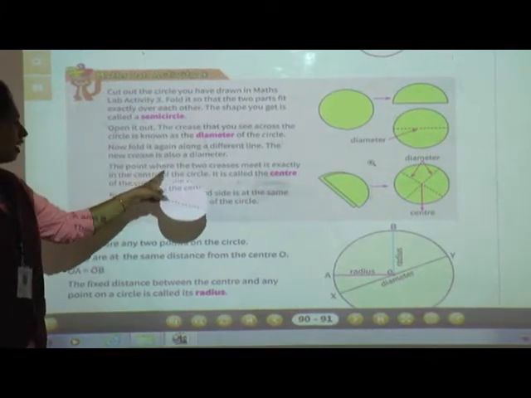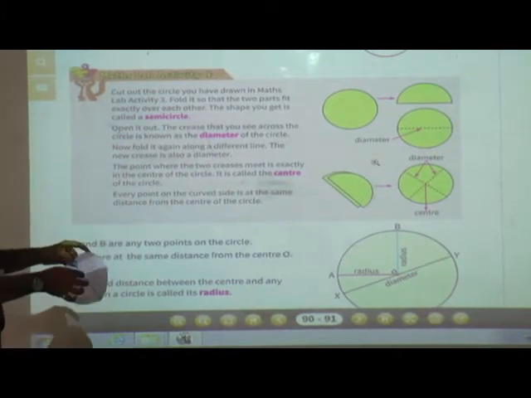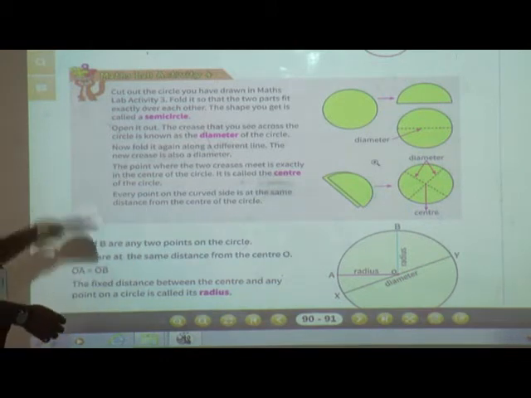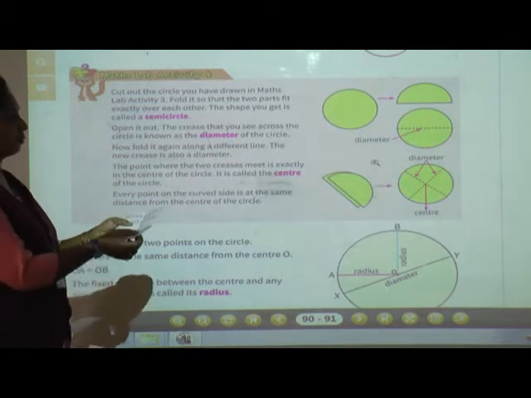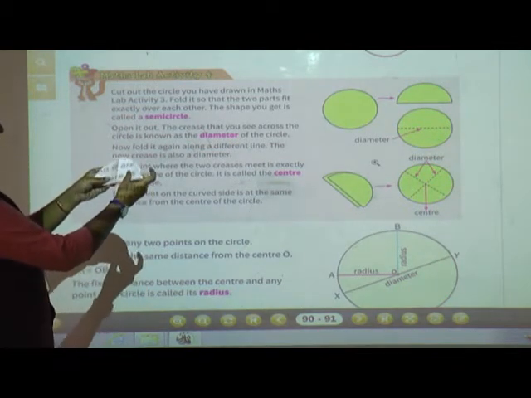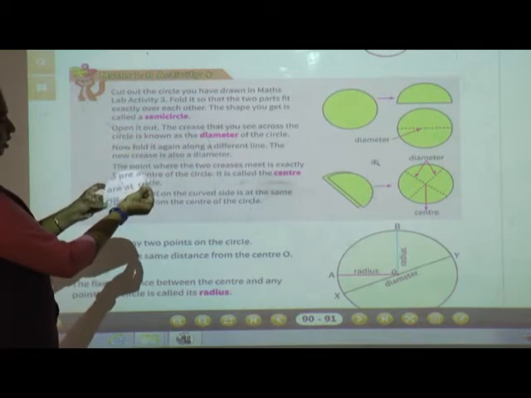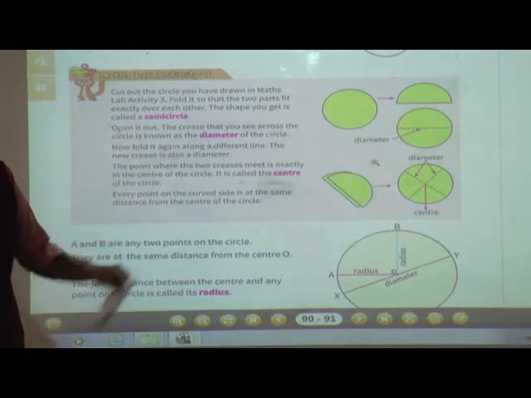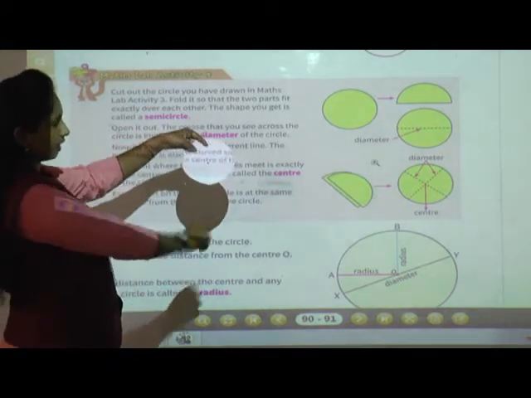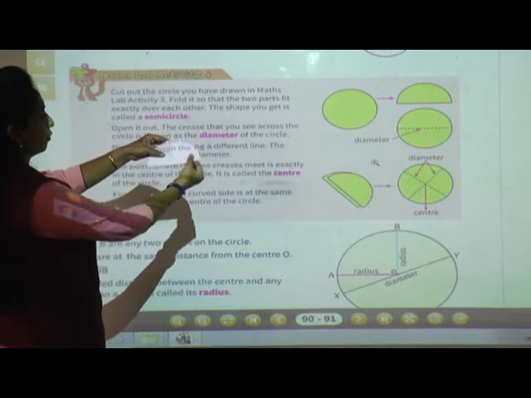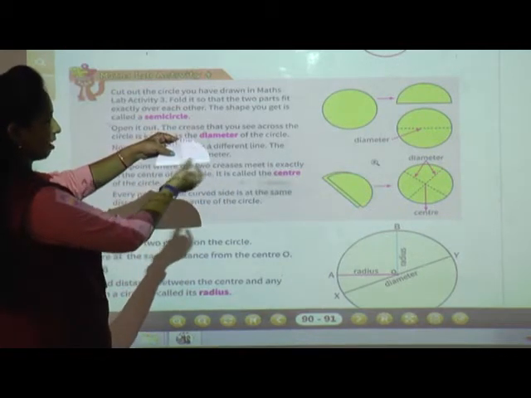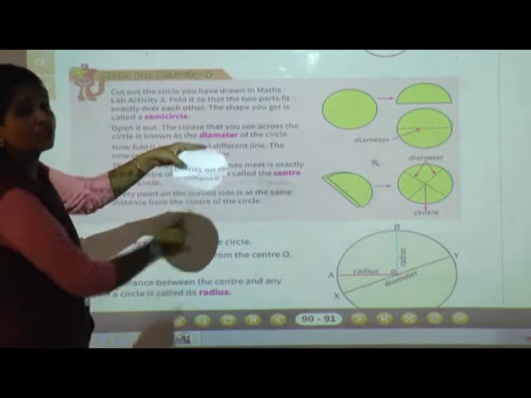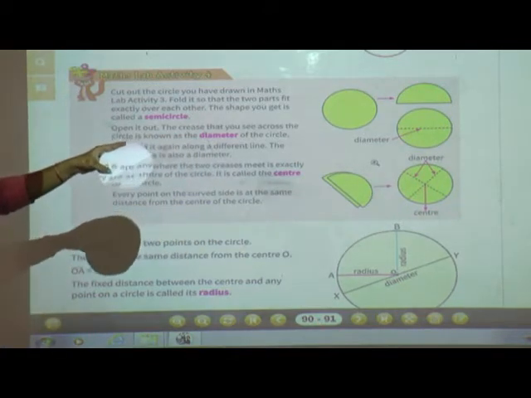Now the point where the two creases meet, exactly in the center of the circle, is called the center of the circle. Now what do we have to do? Now again I will fold in this way, on the opposite side. So now I get one center point. We have cut out the circle, folded it into half, we got a semicircle, again I have folded, so I got one middle point. So this is what? The center of the circle.